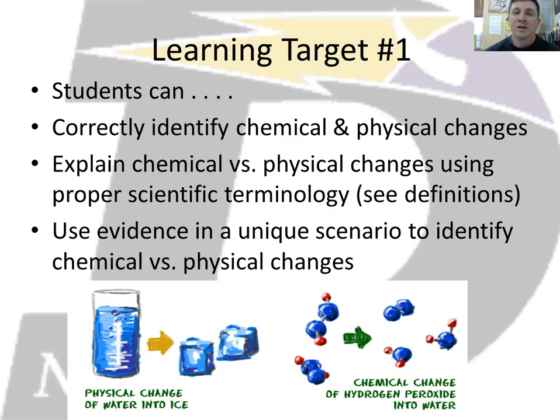So what this means is you're going to be given a multitude of different types of scenarios, and you have to identify whether it's a chemical change, a physical change, or both, depending on the scenario. Just to give you a sense of what we're talking about, you can look at this picture. We have physical versus chemical change. A physical change would be something like water into ice. That is an example of a phase change, and that's a physical change. A chemical change would be where the actual substance changes chemically. So hydrogen peroxide into water would be an example of a chemical change.